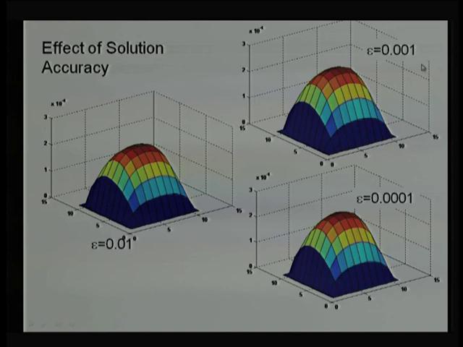Now, if we further improve, that is, further reduce the error, instead of 0.1%, we now emphasize 0.01%. You can see there is some change in this. Here the maximum was around 1.12 or 1.2, and here it is reaching roughly 1.4. So the pressure magnitude is improving with improving accuracy in this case.